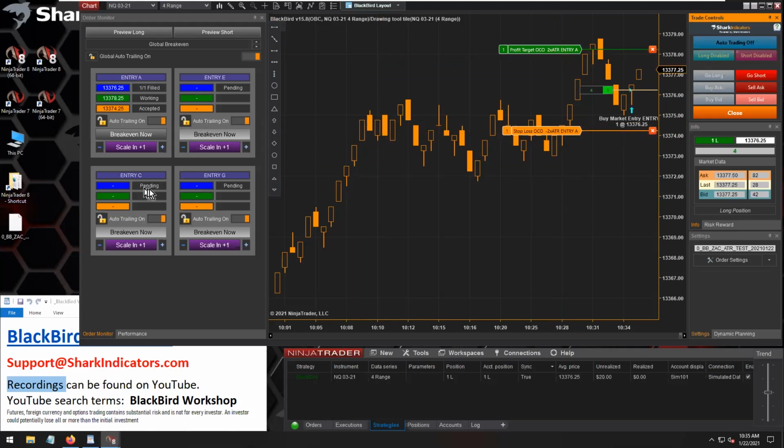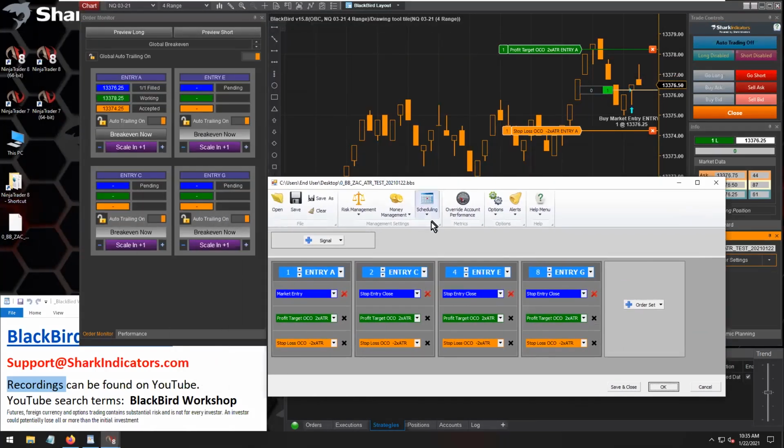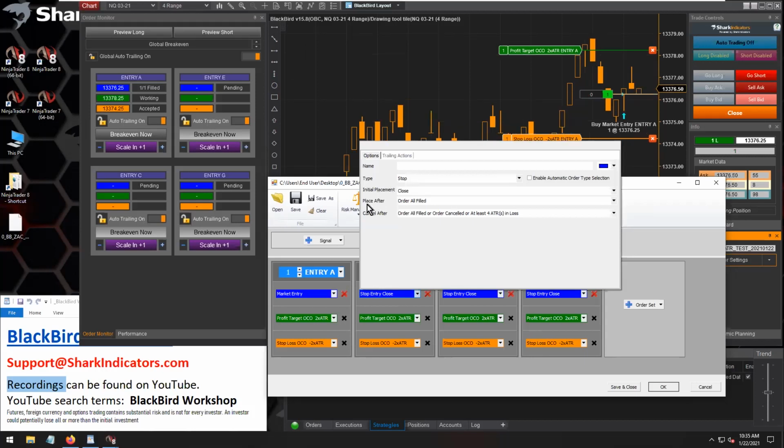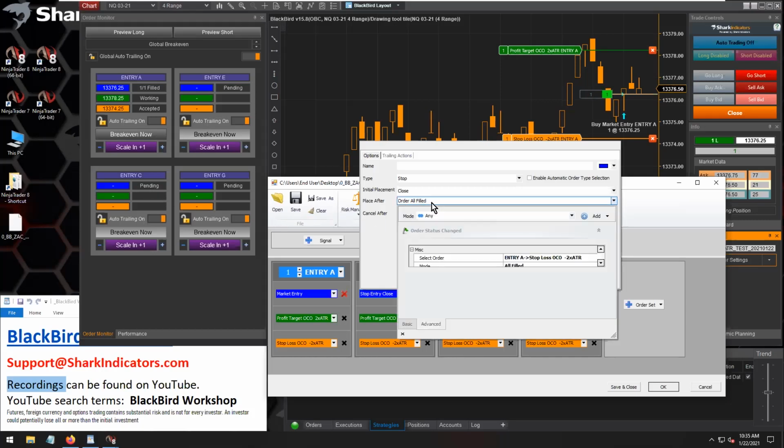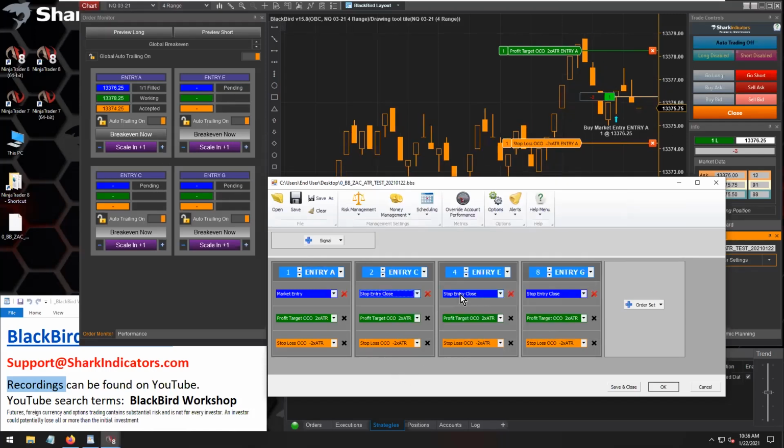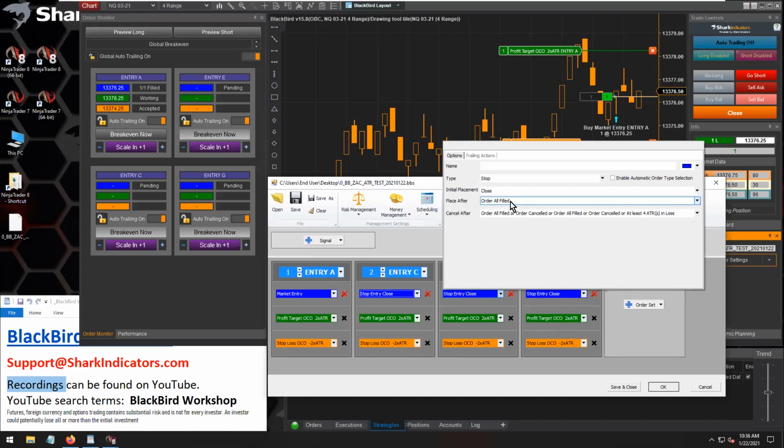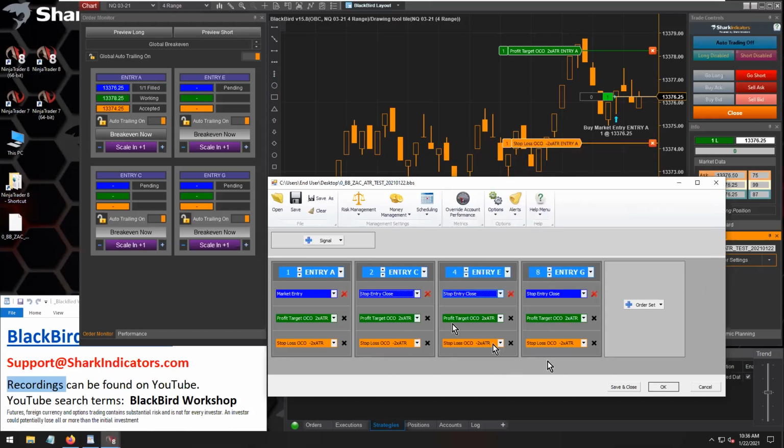Now, if we look at C, it's in a pending state because of that place after. When you use the place after for your entry order, it's going to place that entry order in a pending state, because BlackBird is waiting for this place after condition to occur before this entry order is actually submitted to the market. We can see that C, E, and G, all of those entry orders are in a pending state. All 3 orders are waiting for this place after condition to happen. And once they do, that is when BlackBird will then submit the entry order for each of these order sets.